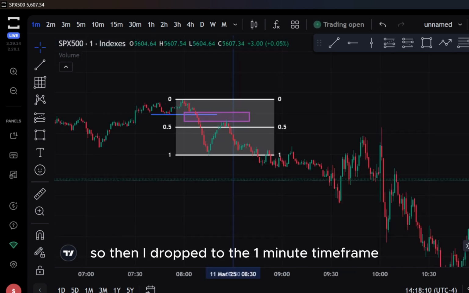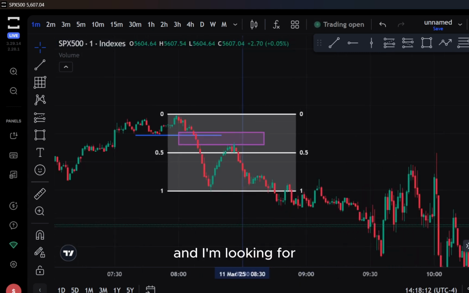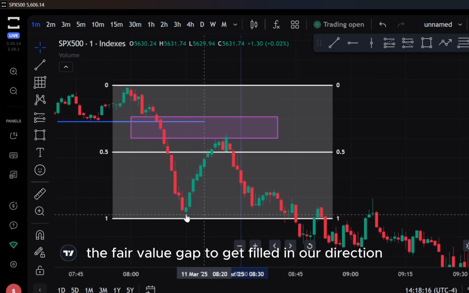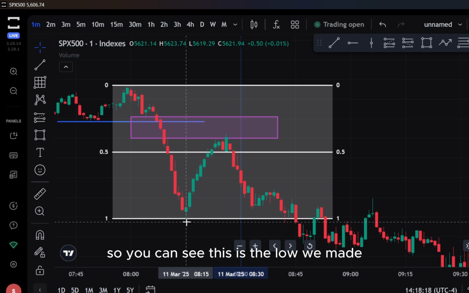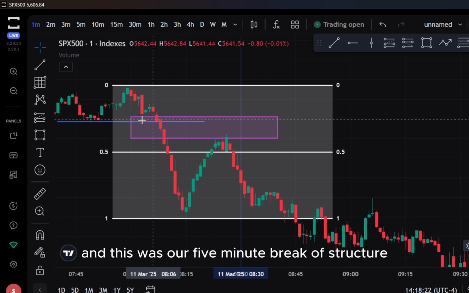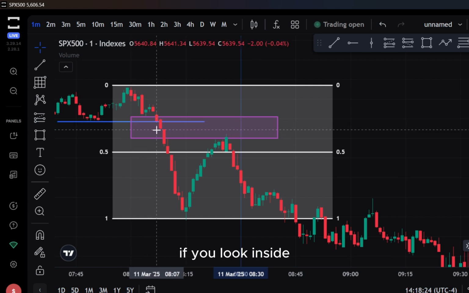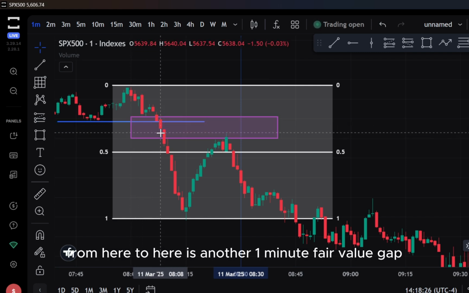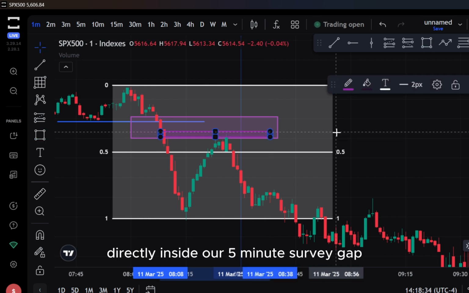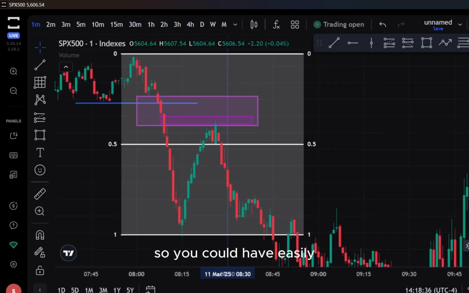So then I drop to the 1 minute time frame, and I'm looking for the fair value gap to get filled in our direction. So you can see this is the low we made. We're retracing up inside. This was our 5-minute fair value gap zone, and this was our 5-minute break of structure. If you look inside, from here to here is another 1 minute fair value gap directly inside our 5-minute fair value gap.